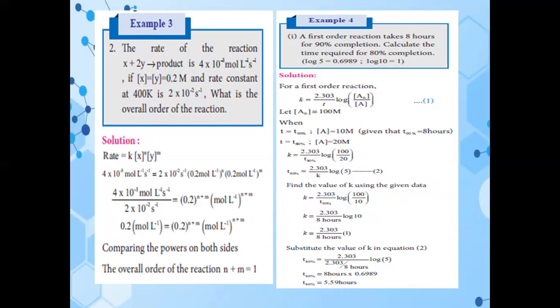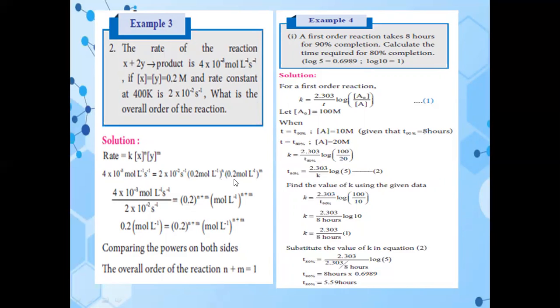So we need to write the power for X and Y. X power is n and the Y power is m. Next, we need to bring that 2 into 10 power minus 2 to the other side. So we are getting 4 into 10 power minus 3 mole per liter per second, divided by 2 into 10 power minus 2 per second, equal to 0.2.